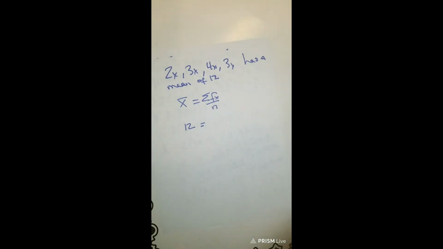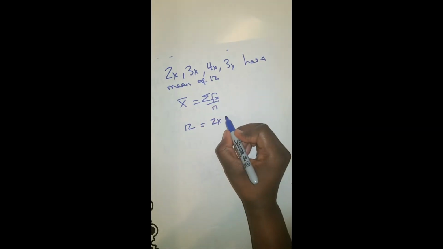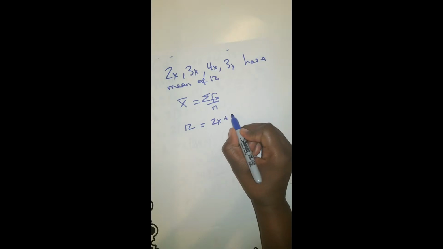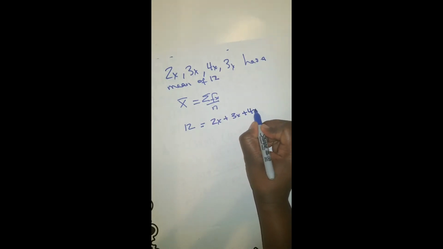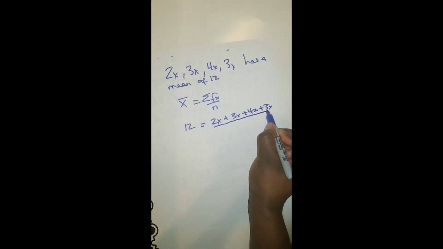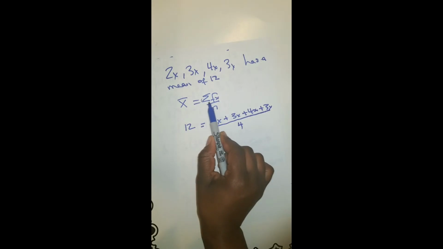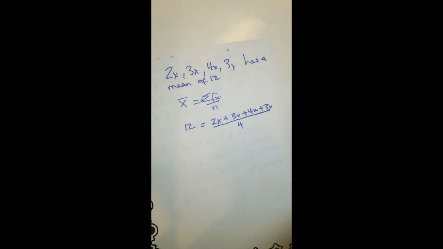Alright, let me go back to 904. So the mean of the numbers 2x, 3x, 4x, 3x is 12. Means basically the sum divided by the total number in it: 2x plus 3x plus 4x plus 3x, and we have to divide that by 4 because there are 4 elements in it, is equal to 12. So the question asks for the sum of the numbers, the sum of f of x. That's what I'm asking.